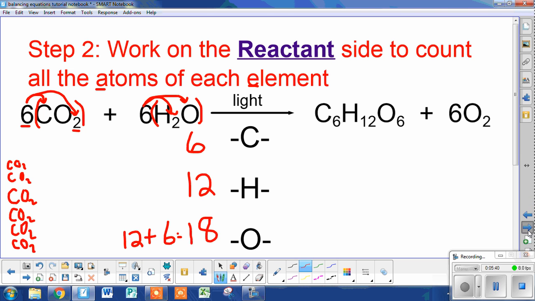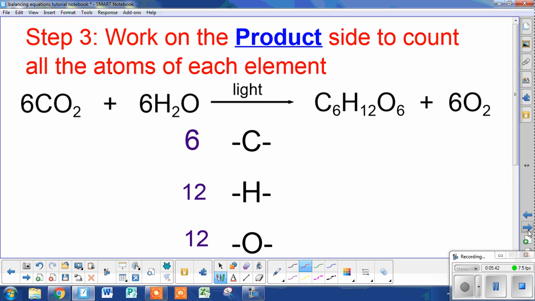All right, step number 3. Work on the product side to count all the atoms of each element. That should be 18. Beautiful. So we had 6, 12, and 18 on our reactant side. Now let's move to our product side and figure out how many I have on each side. I don't see any coefficients before the glucose molecule, so that means it's just 1.